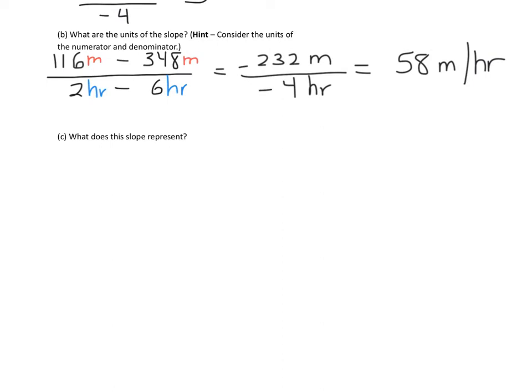So when we're asked to interpret what this slope represents, what does the value of 58 represent in this context? Remember, we're talking about Christine, whose car broke down, and she has to walk from her work back to her home. So this value that we calculated is actually a speed. And what it means is that Christine can walk 58 meters every hour.